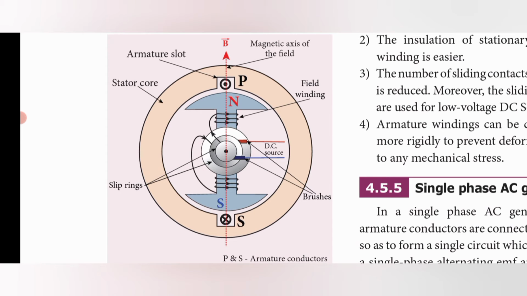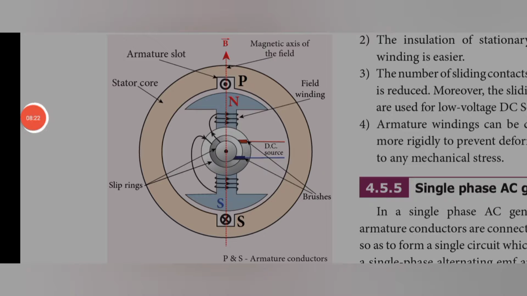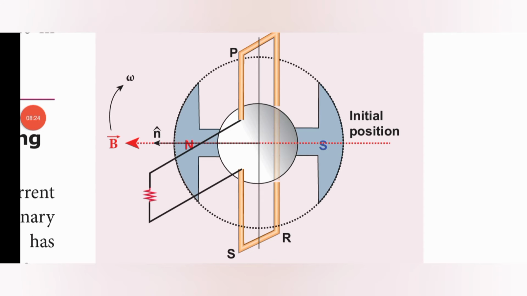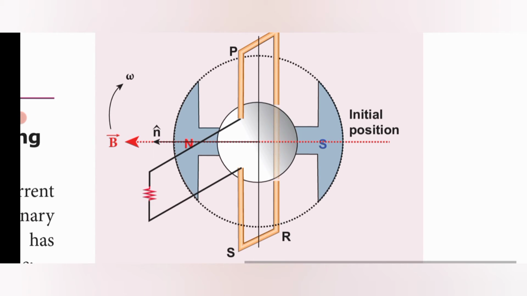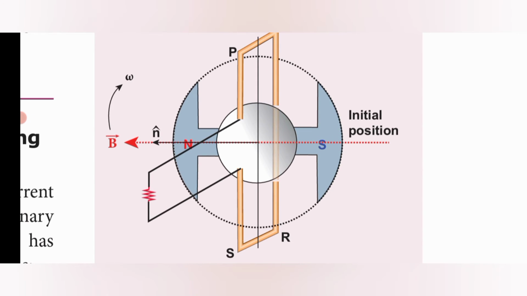Now let's see the working of the AC generator. In this picture let us consider the stator coil, which consists of P, Q, R, S here, and the rotor consists of a north and south pole, in the initial position here. The B vector represents the field direction, south to north. It rotates with the angular velocity omega. The arrow symbol denotes this here.